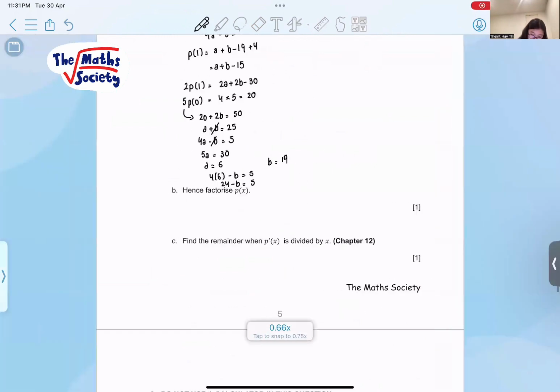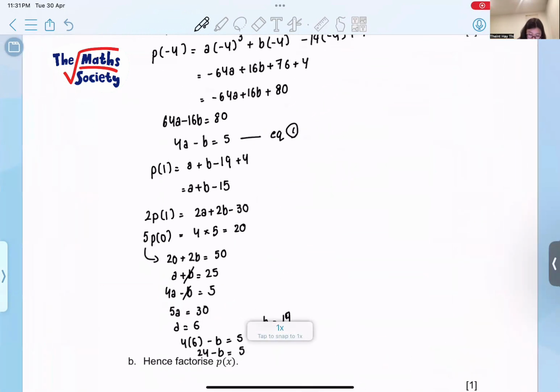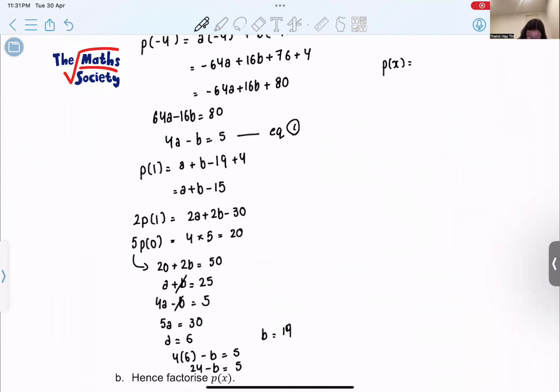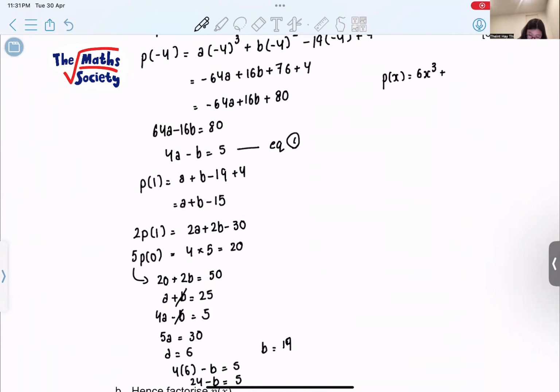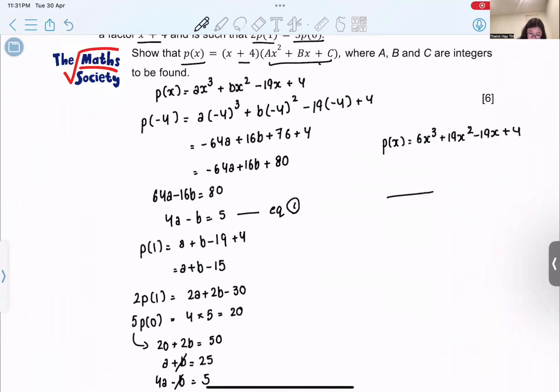19. And then they tell us to find it in the form of a quadratic, so we still need to divide it, yeah? But for now we know that p of x is equal to, a was 6, so it's going to be 6x cubed plus 19x squared minus 19x plus 4. So then you just divide it. 6x cubed plus 19x squared minus 19x plus 4. Say it's a factor of x plus 4, yeah? So we multiply by 6x squared.